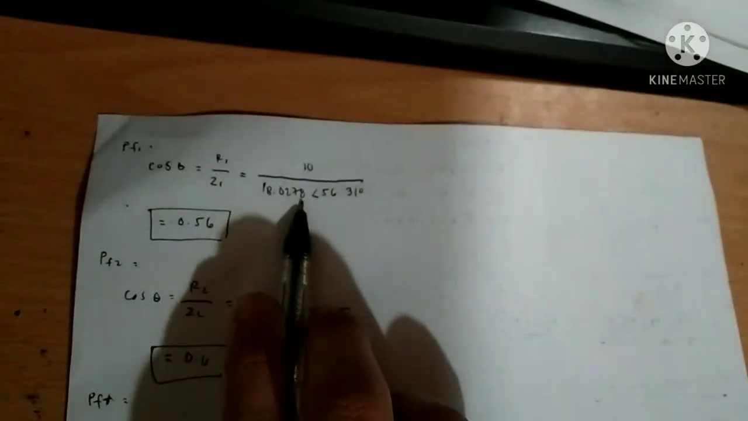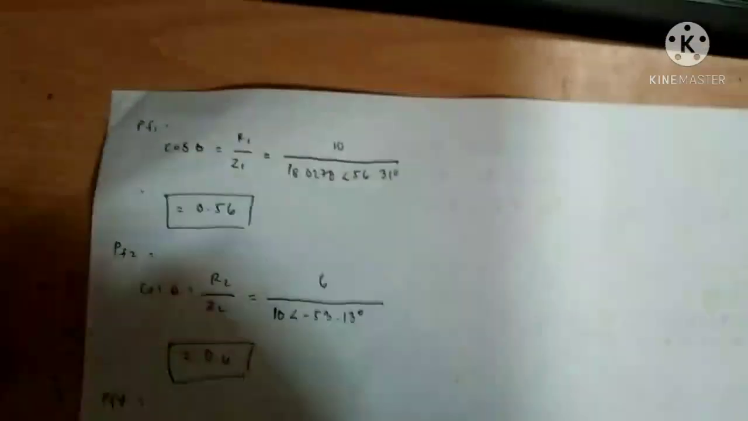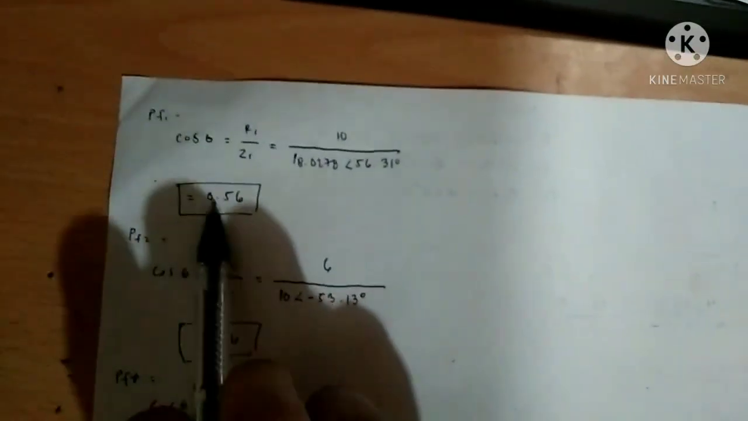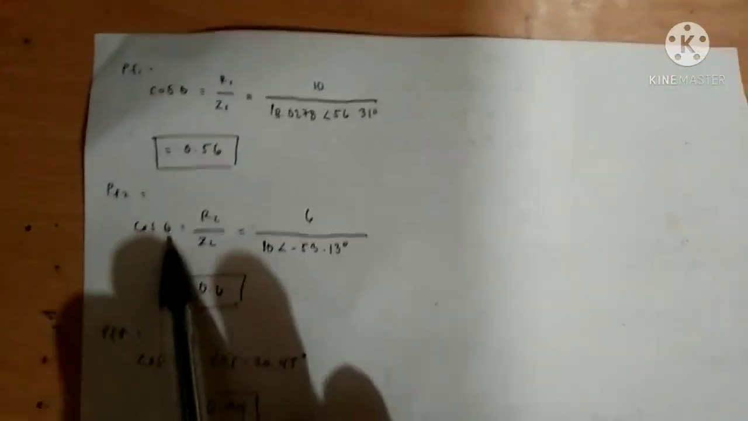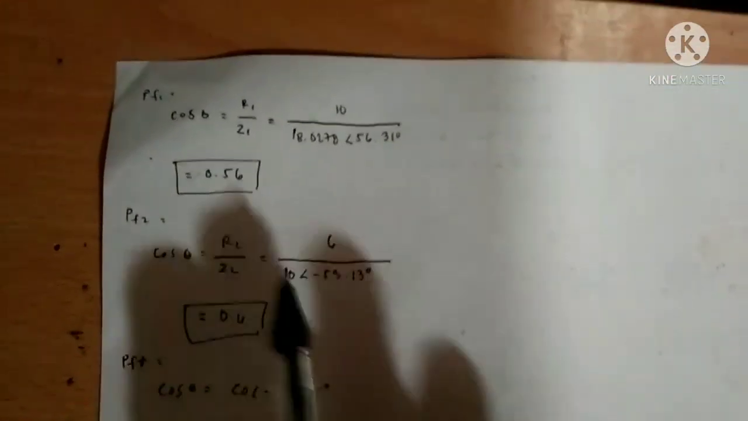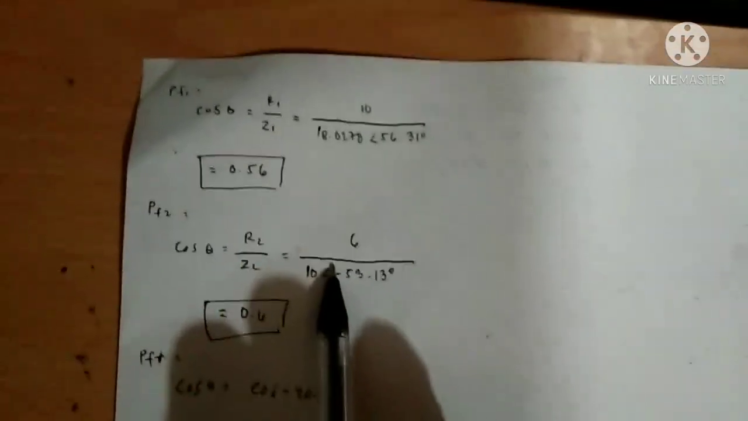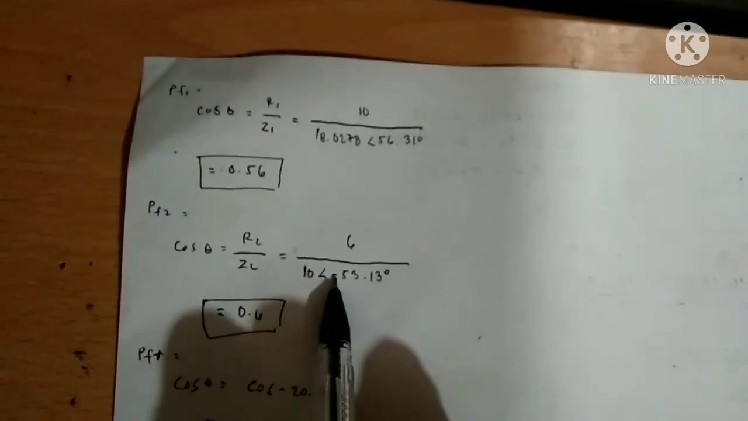Let's solve for the power factor 1. The formula for power factor 1 is cos theta equals R1 over Z1. R1 is given, because it's 10, and our Z1 is also given by the question, 18.0278 angle 56.31 degrees. If you calculate that, it will come up to 0.56. So our power factor 1 is 0.56. Also with the power factor 2, cos theta is equivalent to R2 over Z2. Our R2 is also given and our Z2 is also given. So 6 over 10 angle -53.13 degrees. If you calculate that, it will come up to 0.6.